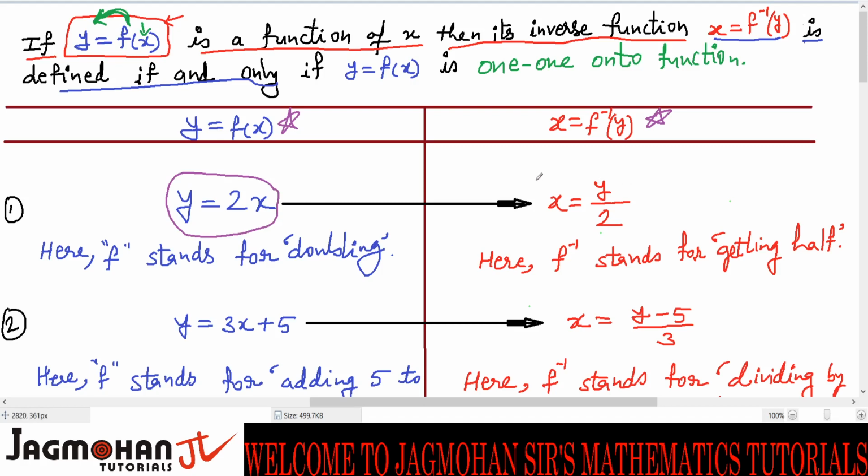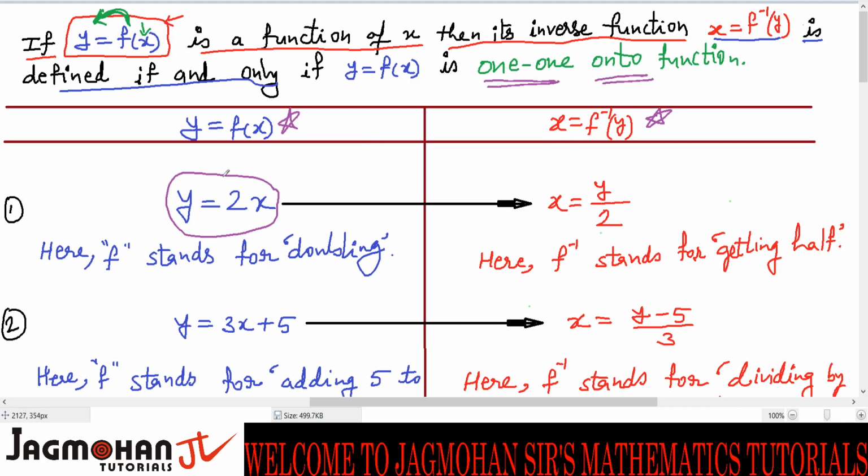In the coming lectures, I will show you that if a function is not a one-one onto function, then its inverse is not defined. You cannot define the inverse of a one-one into function. You cannot define the inverse of a many-one function. It has to be strictly a one-one onto function.